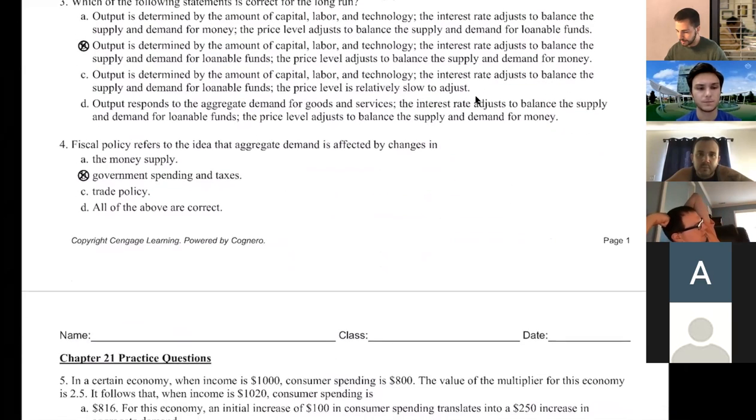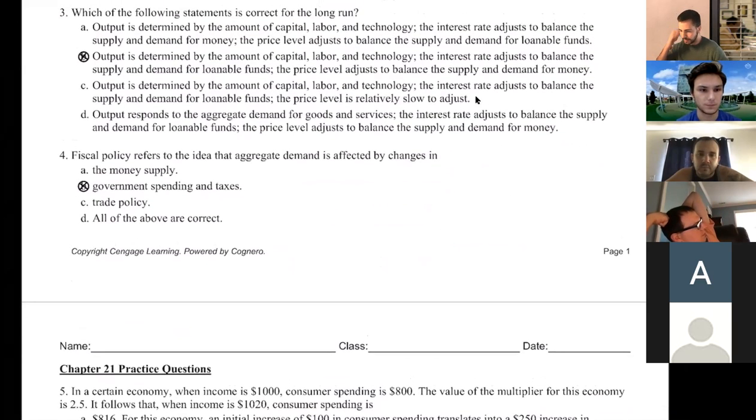Number 4, fiscal policy refers to the idea that aggregate demand is affected by changes in government spending and taxes. I basically talked about that a lot in the top section: government actions are fiscal policy, while the Federal Reserve Bank handles monetary policy, not trade policy and the money supply. The government can't affect the money supply. Probably that's a good thing.